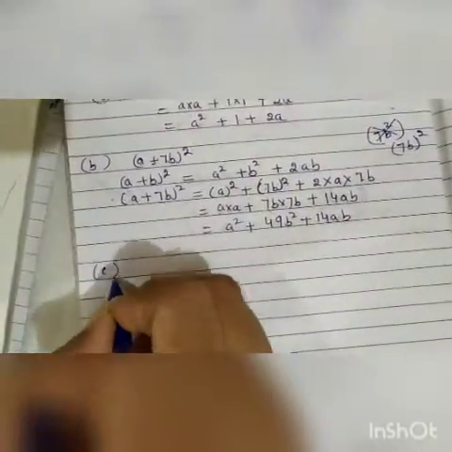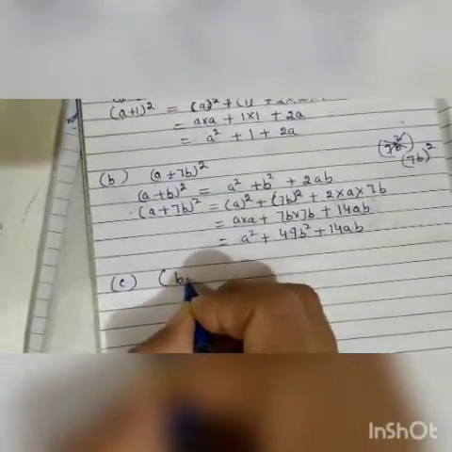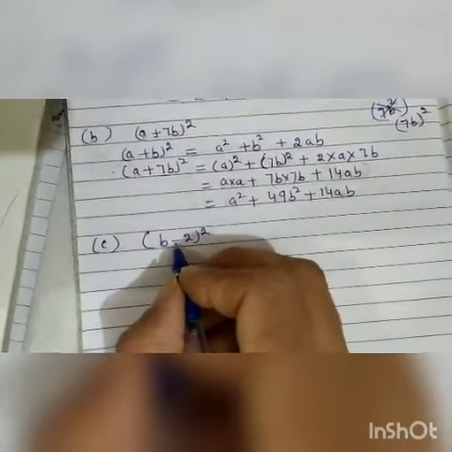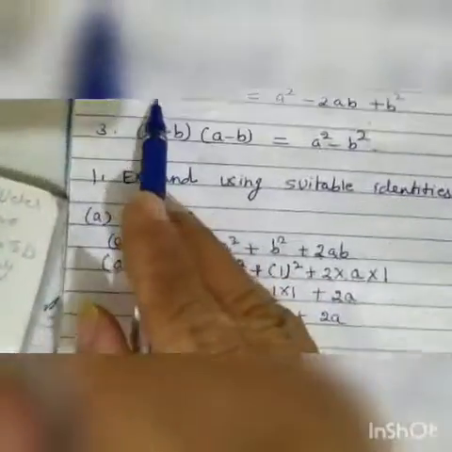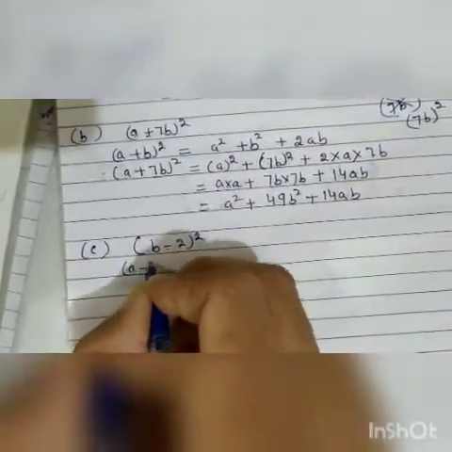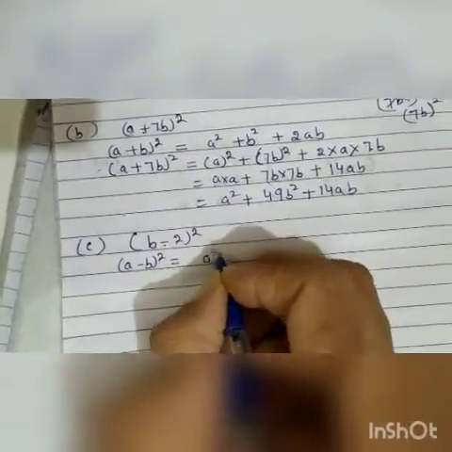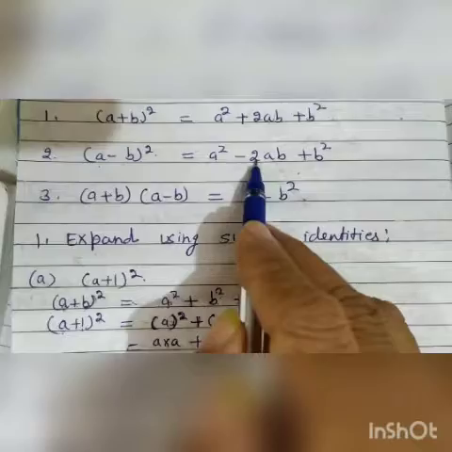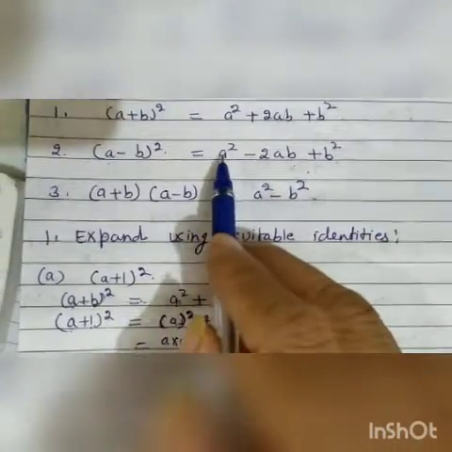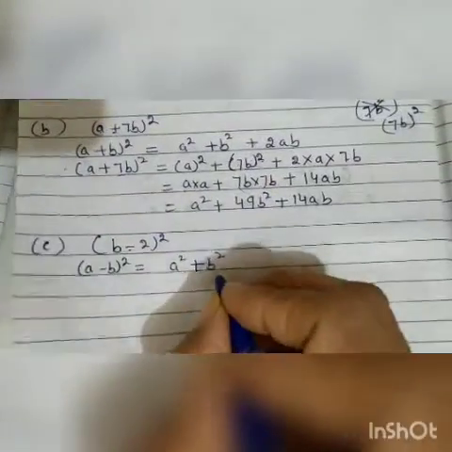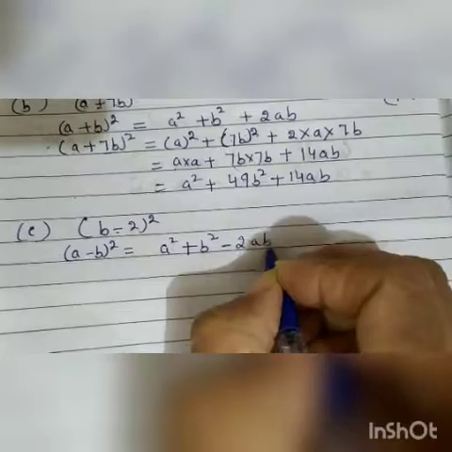Then C part. In C it is (B minus 2) whole square. Now you are observing this time the sign is minus, not plus. So we will use this second identity, (A minus B) whole square. Our identity is (A minus B) whole square is equal to A square minus 2AB plus B square. So we can write it A square plus B square minus 2AB.